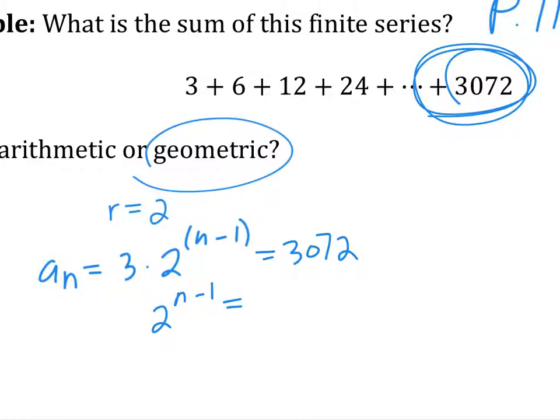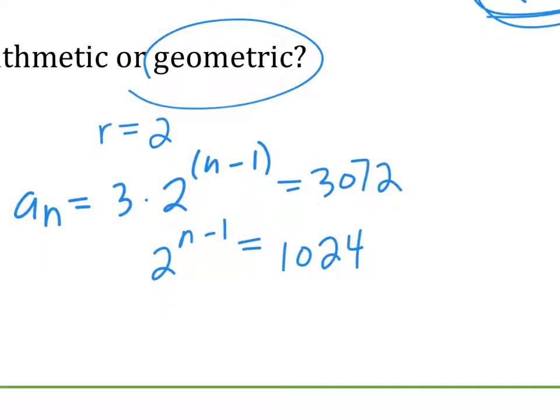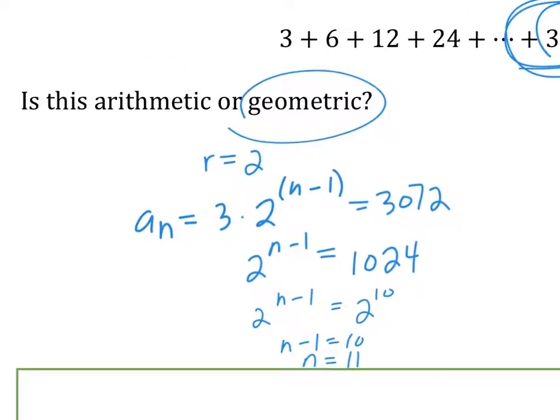3072 divided by 3, 1024. Okay, so change 1024 into a base of 2. So 2 to the n minus 1 is equal to 2 to the 10. So n minus 1 is equal to 10. n is 11. Okay, that's good.